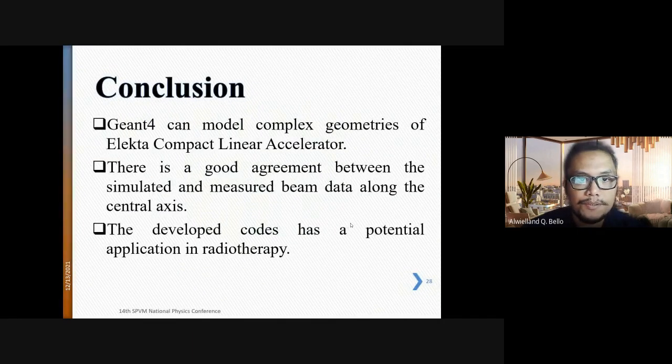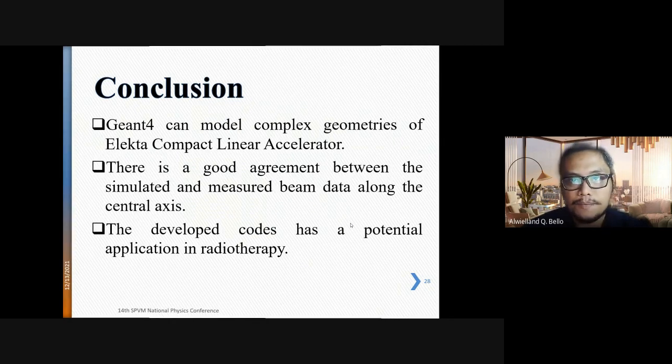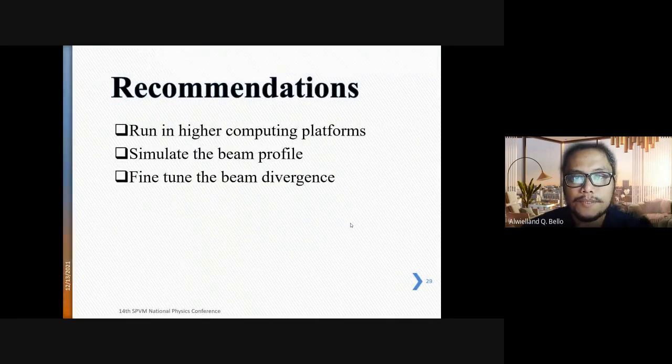For a conclusion, GEANT4 can model complex geometries of the Electra compact linear accelerator. There is a good agreement between the simulated and measured beam data along the central axis, and the developed codes have potential application in radiotherapy. Recommendations: we recommend to run on higher computing platforms, simulate the beam profile, and fine-tune the beam divergence.